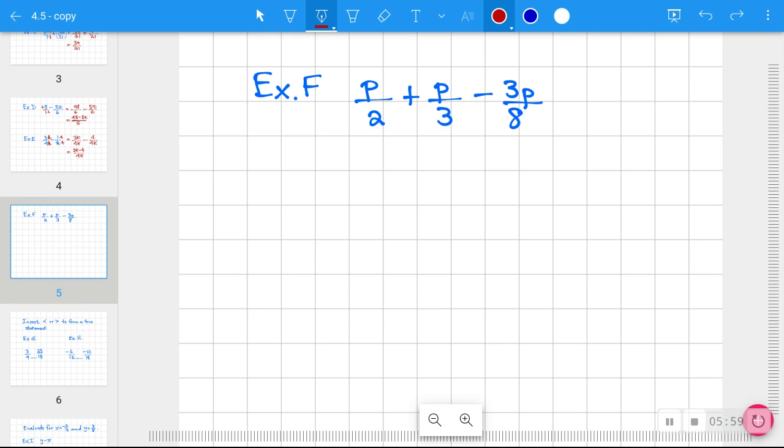Okay, example F. We've got 3 fractions, one with a denominator 2, another one with 3, and the last one with 8. So if you think about the multiples of 8, I'll write them down here. 8, 16, 24, 32, 40, 48. The first one, I think, that all 3 of them go into is 24. So let's make them all 24ths.